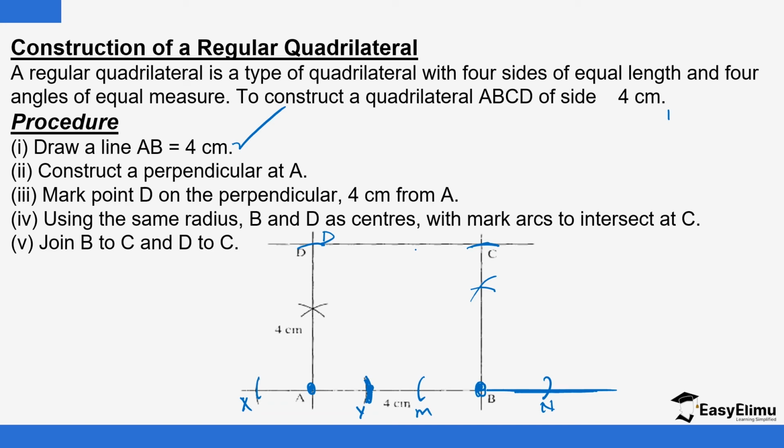So it's just a matter of completing the figure by now joining D to C using that line. And you shall have constructed your regular quadrilateral. So it is that simple, it's not hard. As long as you follow the procedures accurately, it's actually a procedure that is very simple to follow.